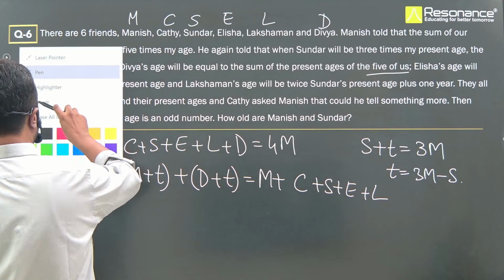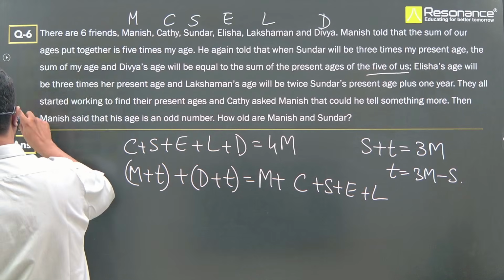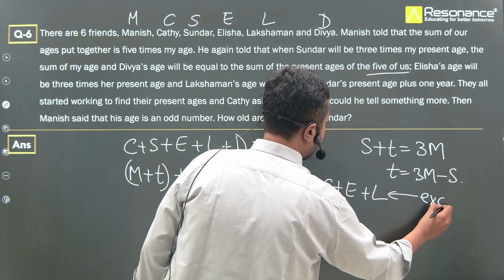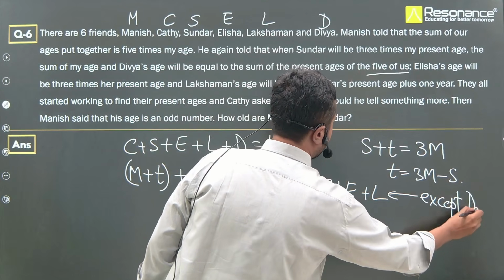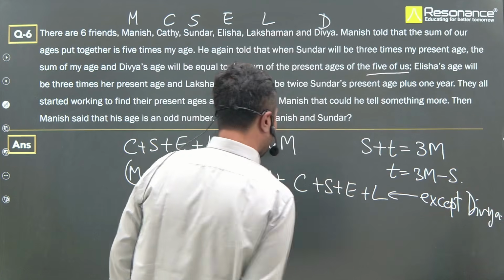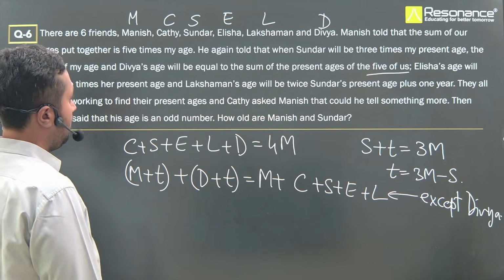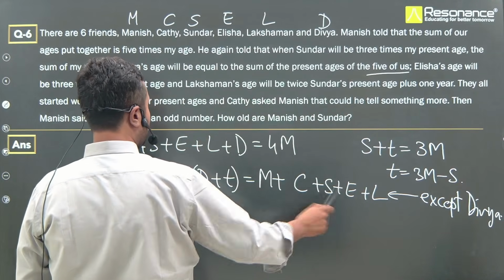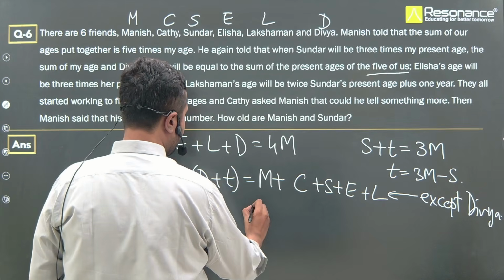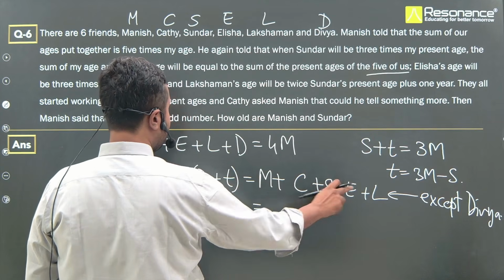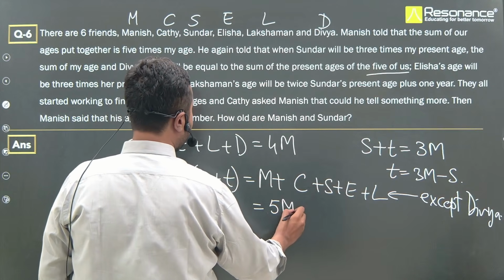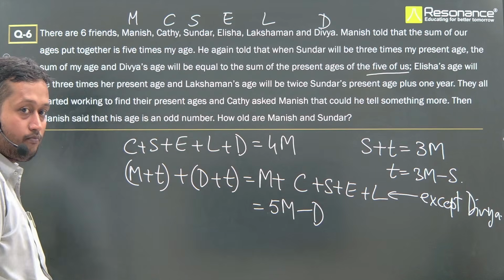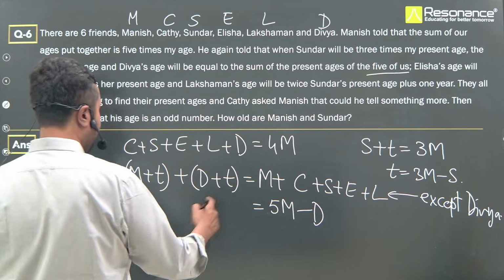Anyway, so with this interpretation, so who's left behind except Divya, right? Yeah, so it will be equal to the sum of the present ages of the 5 of us. So that is that. And this I can write as sum of all the ages, which by the way was 5 times M minus Divya's age, right?